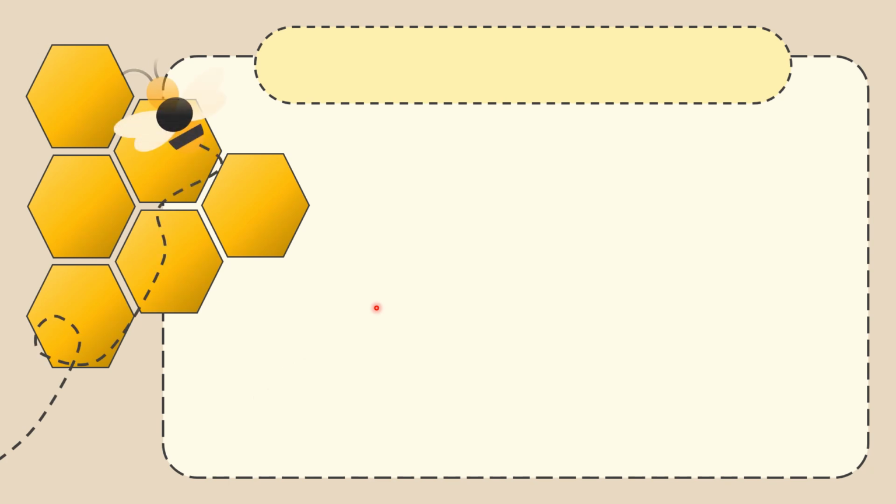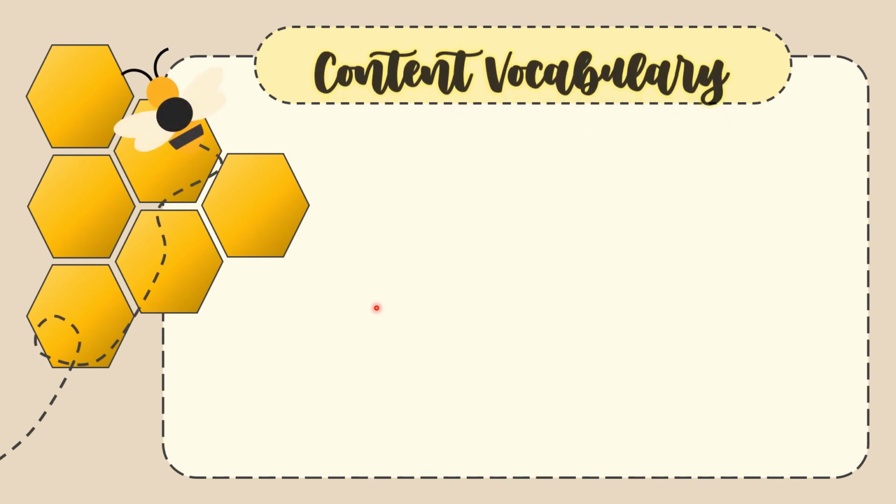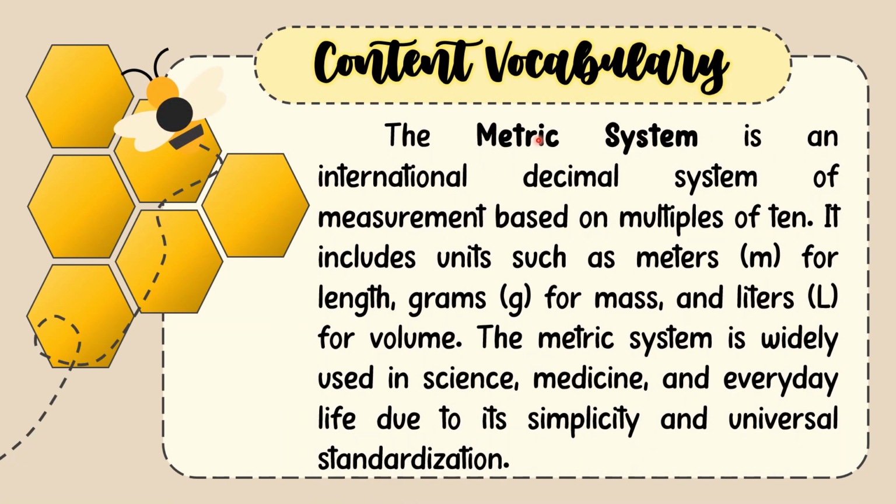Now let's have the definition for this topic. The metric system is an international decimal system of measurement based on multiples of 10. It includes units such as meters for length, grams for mass, and liters for volume. The metric system is widely used in science, medicine, and everyday life due to its simplicity and universal standardization.